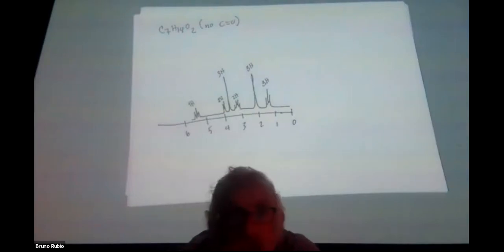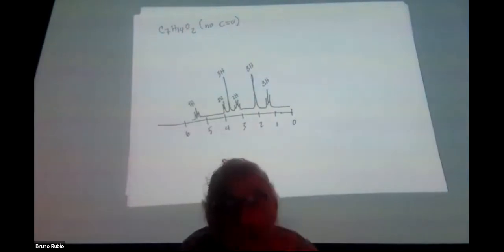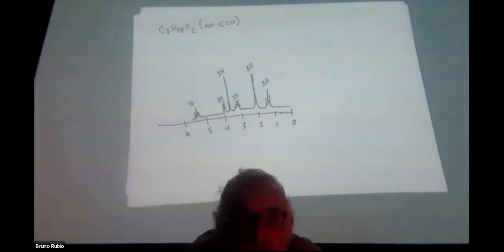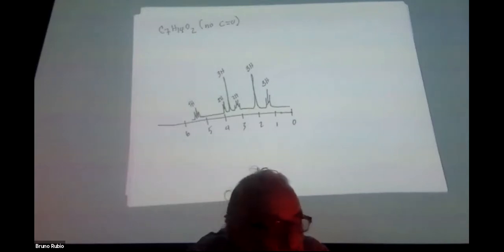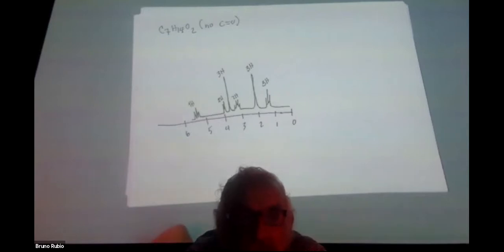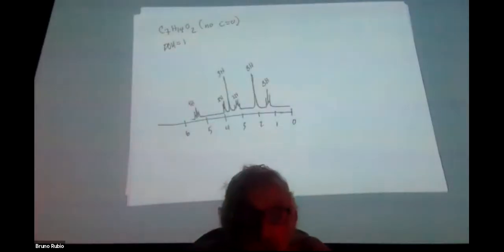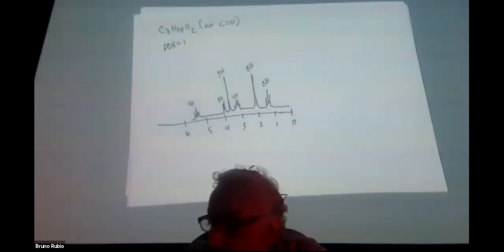Okay, so there's the spectrum. So let's figure out the structure. So how many DOUs? C7H14O2. Oh, it's exactly like the problem we just did, right? It's the very same formula. It must be a constitutional isomer. So it's the same formula, same degrees of unsaturation, 1 DOU.